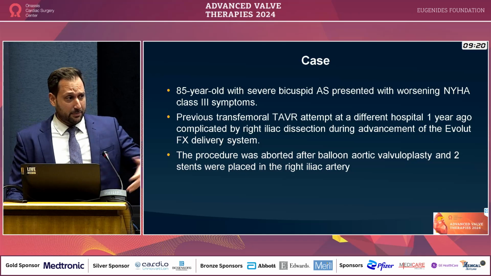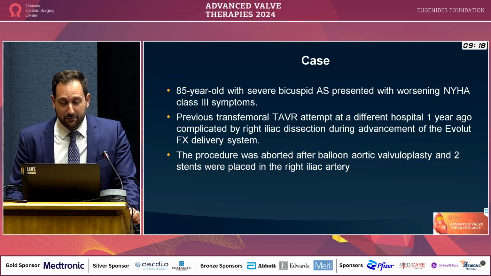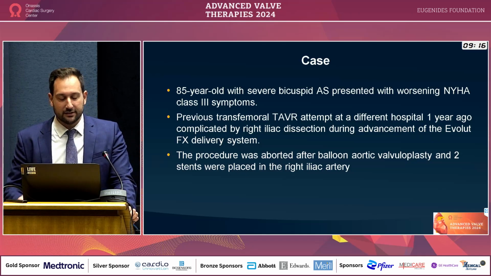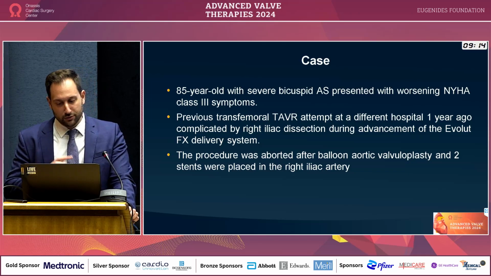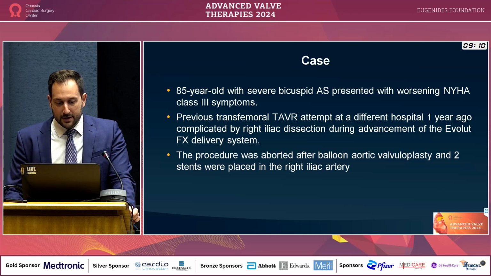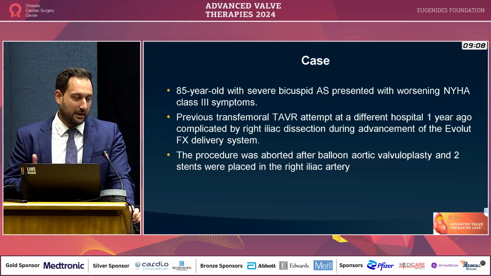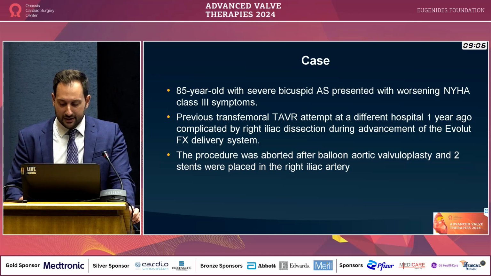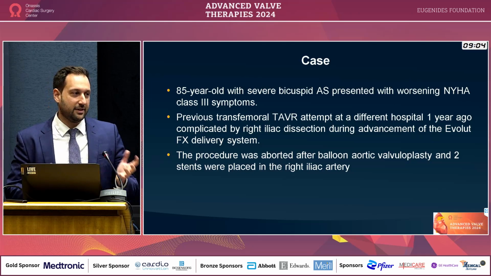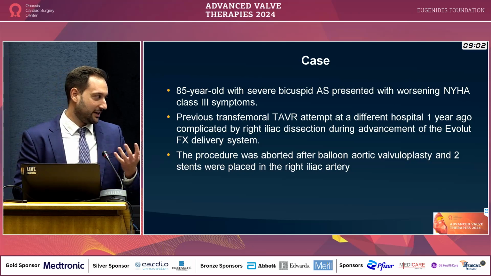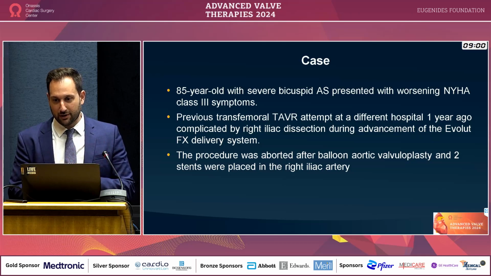Actually, she had a previous transfemoral TAVR attempt at a different hospital that resulted in a right iliac dissection during advancement of the Evolut FX delivery system. So the procedure was aborted after the balloon valvuloplasty, and they placed 2 stents in the right iliac artery. This balloon valvuloplasty lasted for about a year for her, so she came back to us for a second opinion.